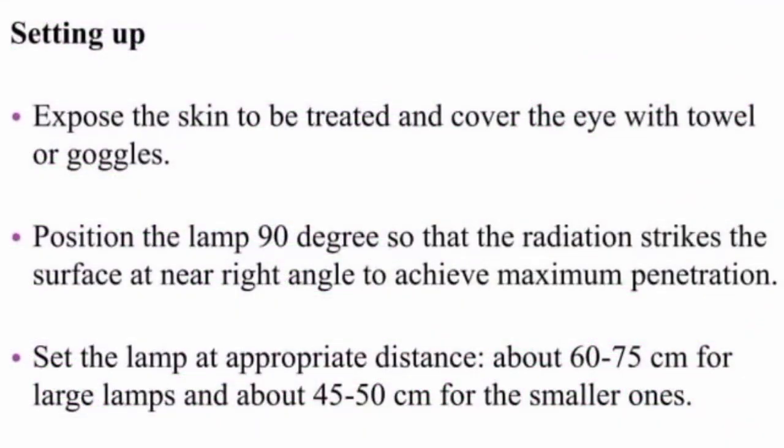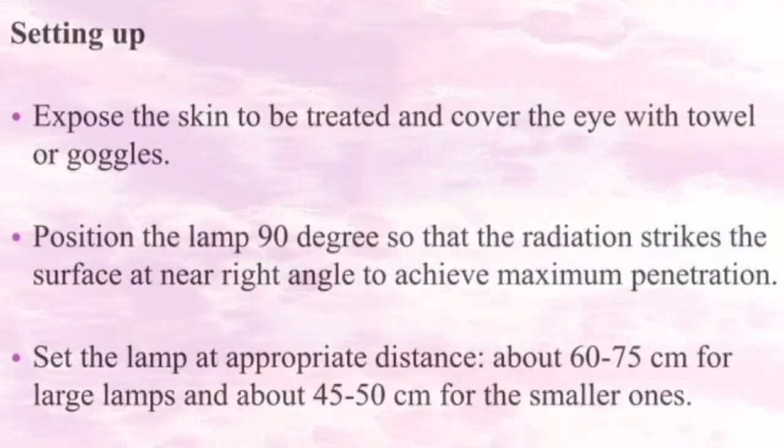Next is setting up. Expose the skin that is to be treated, but we have to cover the eyes with a towel or goggles. Position the lamp at 90 degrees so that the radiations will strike directly on the surface. Next, set the lamp at the appropriate distance, nearly 45 to 50 centimeter if we are using the smaller lamp, and if we are using the larger lamp, then we have to keep the lamp at least 60 to 75 centimeter away from the area.